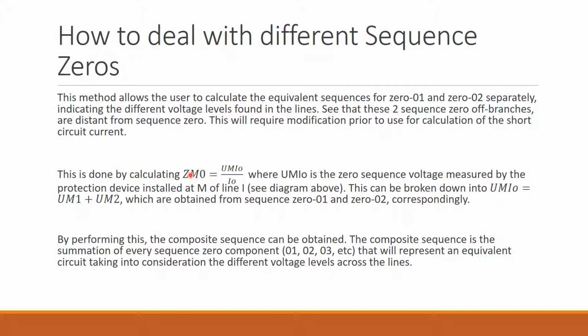So by doing this, we can tell that for any amount of lines, which is going to equal different sequence zeros, in this case we only have 2, but it can be sequence 01, sequence 02, sequence 03, and so on, we will be able to represent a circuit taking into consideration the different voltage levels across the lines, and it can be any amount of lines. This is called the composite sequence, because you're basically taking the summation of each separate sequence and combining it into one composite equivalent.